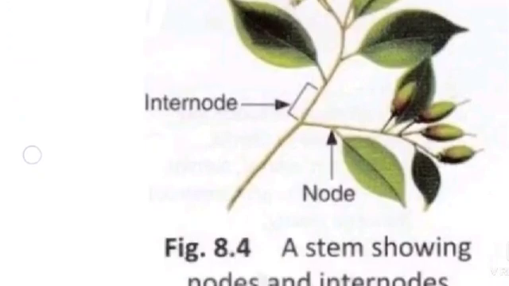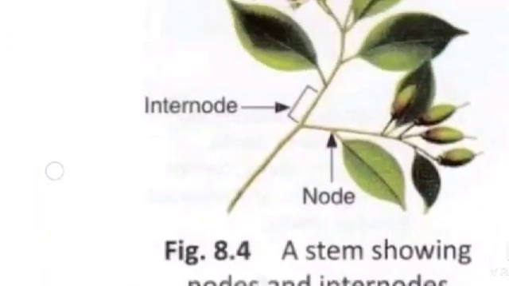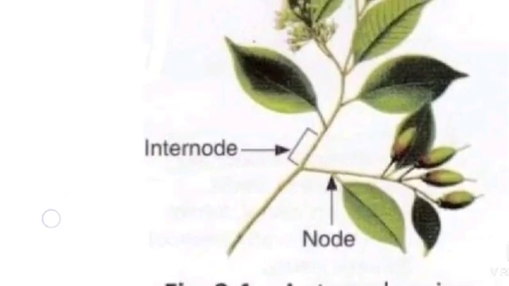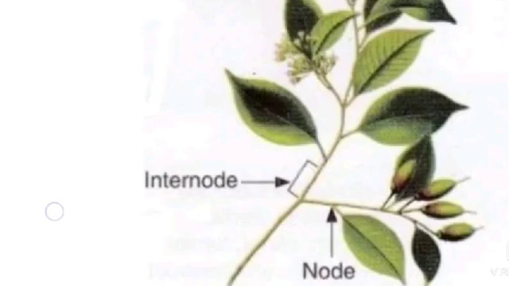See the picture, a stem showing the nodes and internodes. Where branches arise, that place is called a node. The leaf arising from the stem, that is called a node. The gap in between two leaves is called an internode.